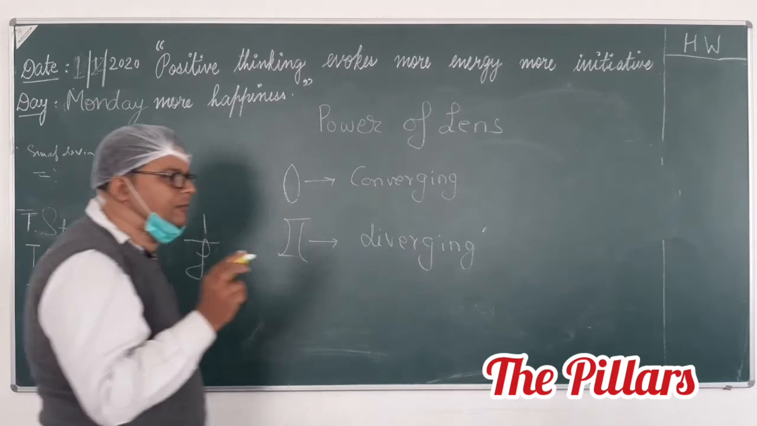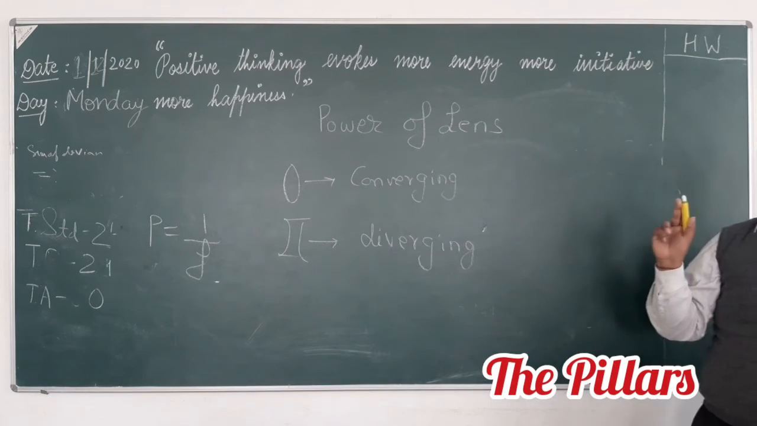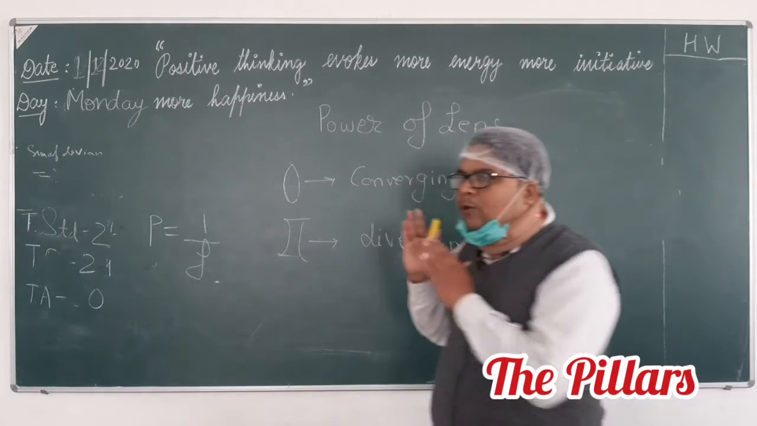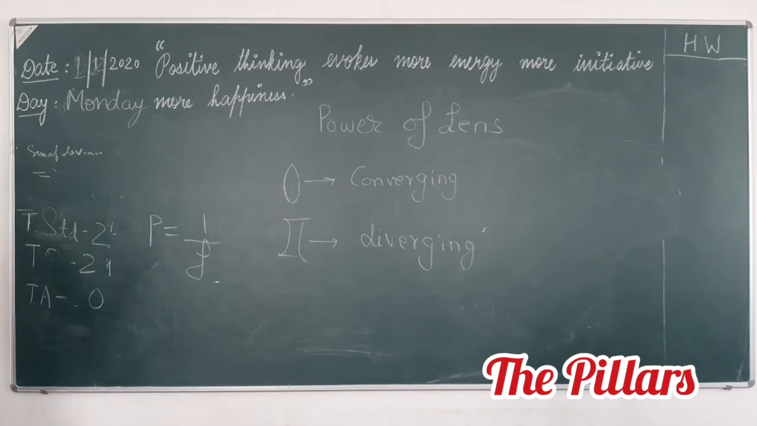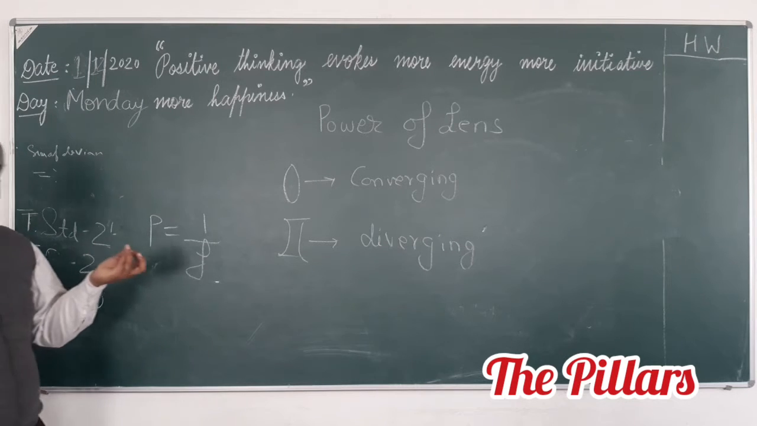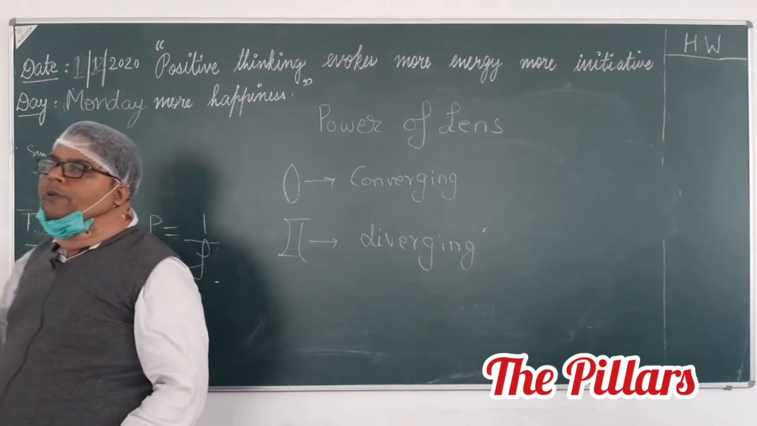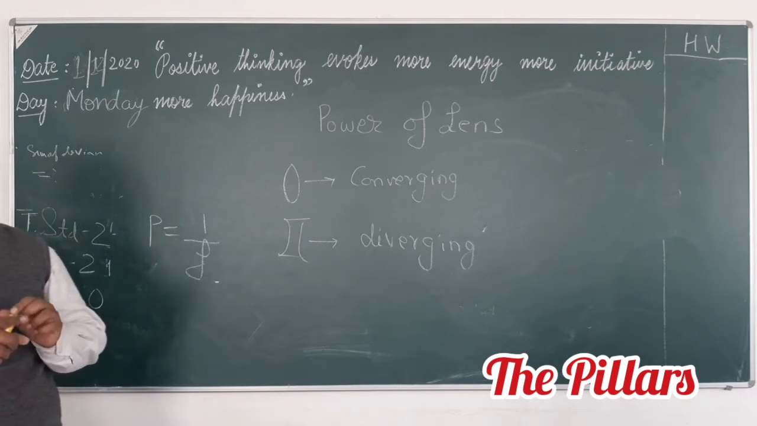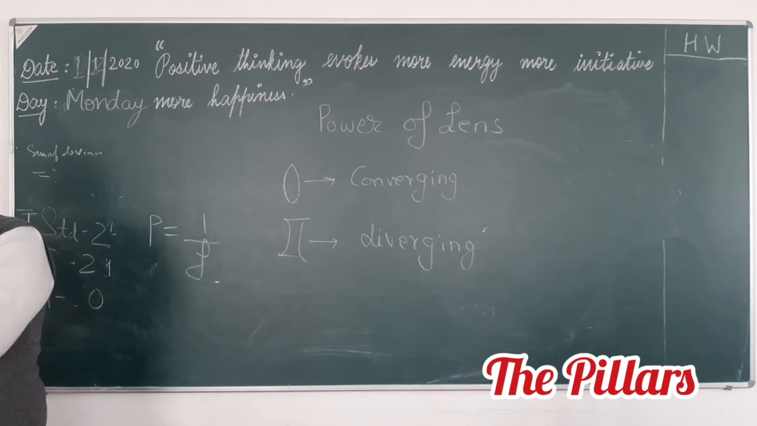In examination you will commit this mistake. I am telling you, if you don't take care of the unit, your answer will not come proper. In most cases the focal length is given in centimeters, in the numericals on concave mirror, concave lens, convex mirror, convex lens. So when you are going to calculate power, first convert the focal length into meter.